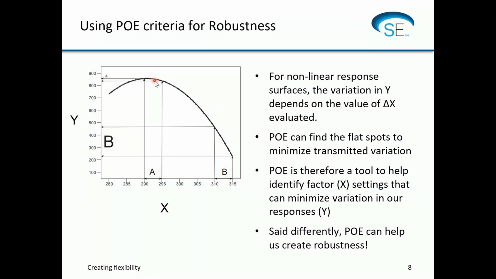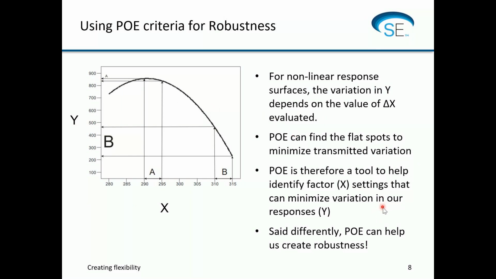However, if we're operating at the flat spot, then that same amount of change in our process factor, well, when it hits a flat spot, the amount of propagated error is minimal. It's very, very small compared to down here with B. So what we want to do is capitalize on these flat spots to minimize the transmitted variation to our process, right? It'll be more robust.